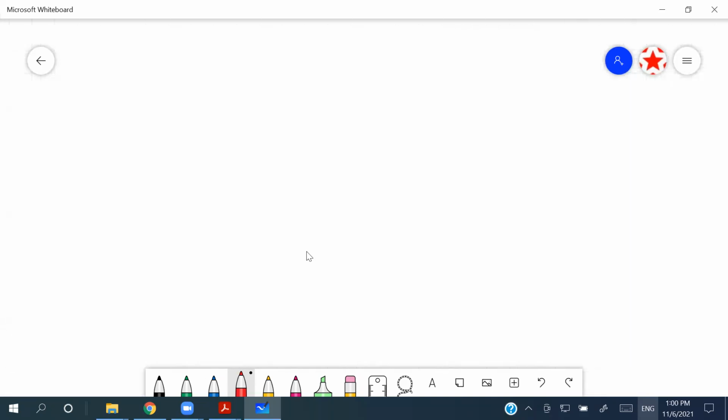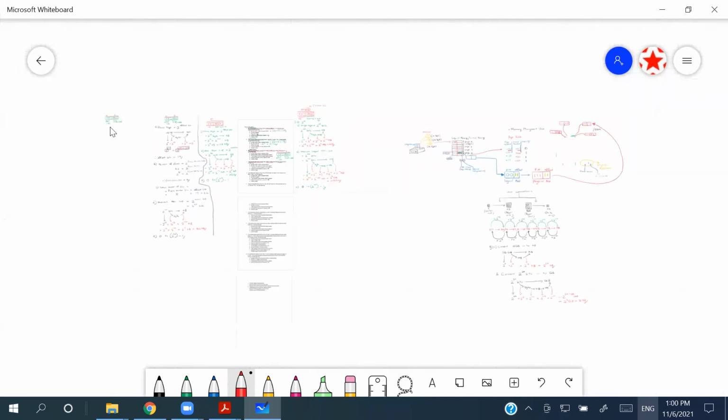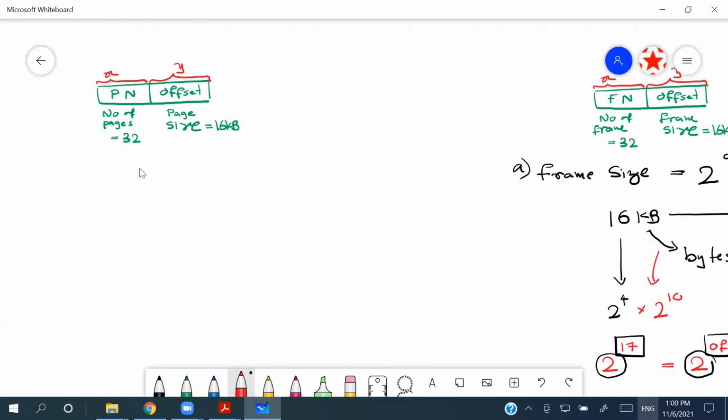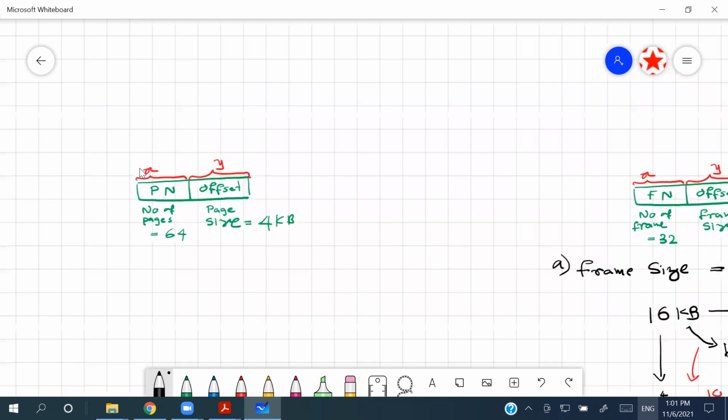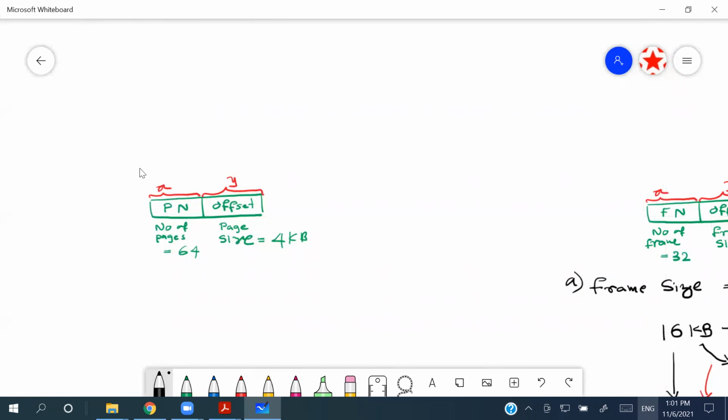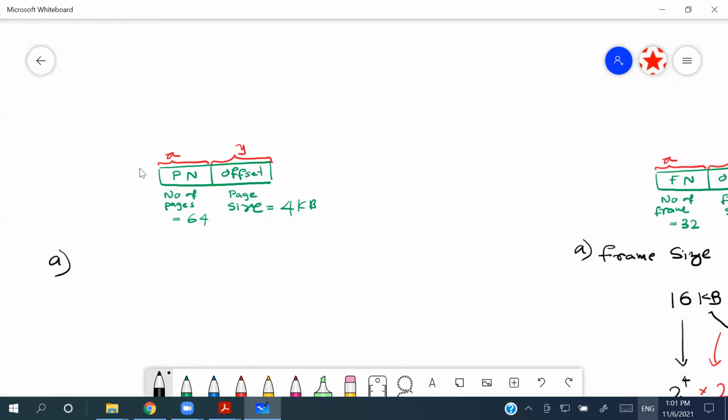Now, where has this diagram gone? Okay. So this is 4 kilobyte, and this is 64 pages. Right. So when you have your equations with you, this is easy. So the first part, part A, is asking the number of bits in the offset, right?